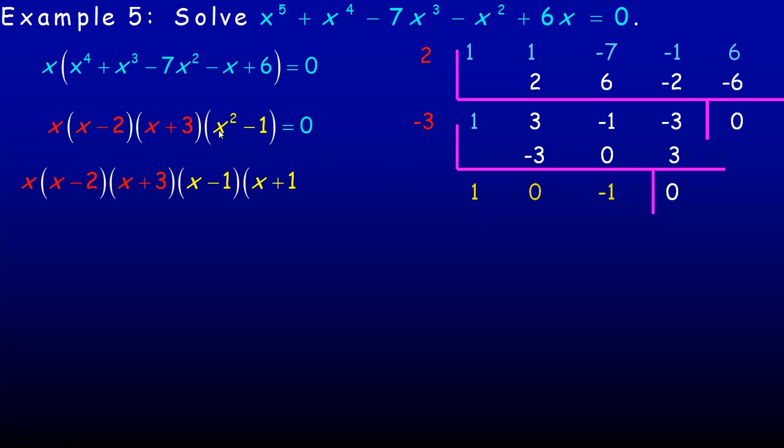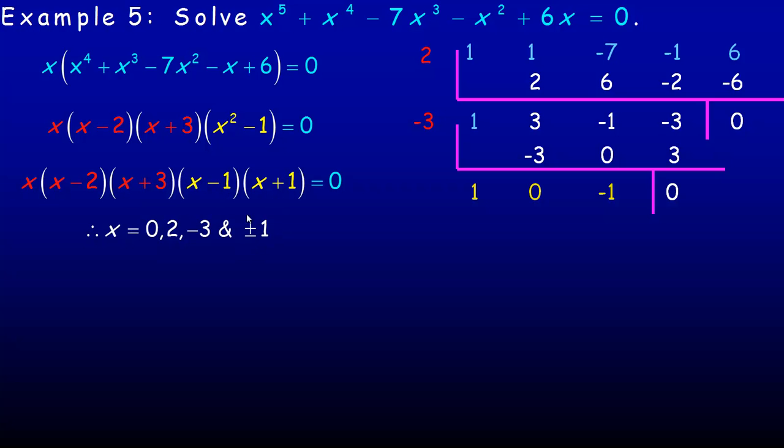And so, you could factor that x squared minus 1 into x minus 1 and x plus 1. It's actually the difference of 2 squares. And so, we have 5 different factors, so we have 5 different roots. And so, the roots would be 0, 2, negative 3 is what makes that 0, 1 and negative 1, so plus or minus 1.